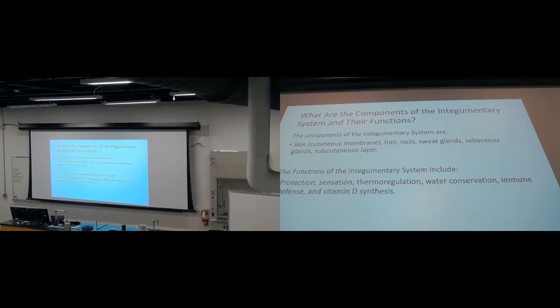So, again, components of the integumentary system: skin. And the skin, if you remember, is a membrane. It is the cutaneous membrane. Then hair, nails, and accessory glands, which are sweat glands, which produce sweat; sebaceous glands produce sebum, that oily secretion that keeps our skin lubricated. And then the subcutaneous layer, which is not part of the integumentary system, but it is important for cushioning. This is located just under the dermis.